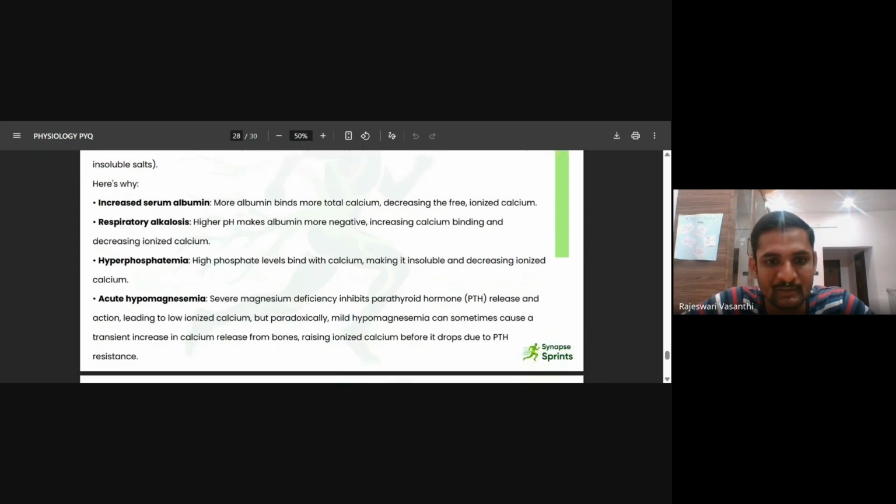In hypomagnesemia, severe magnesium deficiency inhibits parathyroid hormone release and its action, leading to low ionized serum calcium. But paradoxically, sometimes mild hypomagnesemia can increase serum calcium level from the bone, leading to increased ionized calcium.